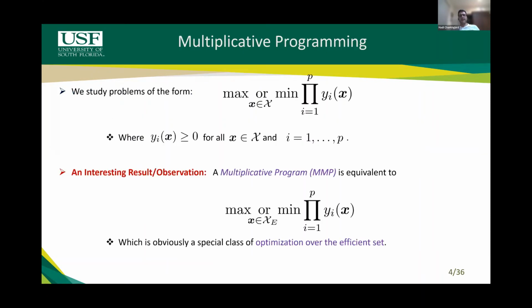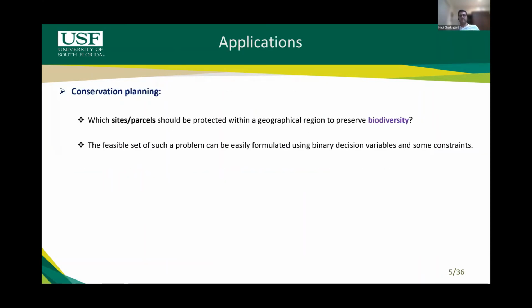So let's talk about some applications of this problem. Well, this is the application that I have actually been working on with my partners in the United States Geological Survey. Whenever you're talking with conservation planning scientists, the goal is to preserve or maintain biodiversity. One of the problems that they try to solve is, for example, knowing which sites or parcels they should protect within a geographical region in order to preserve biodiversity.